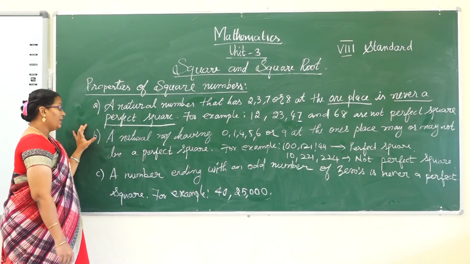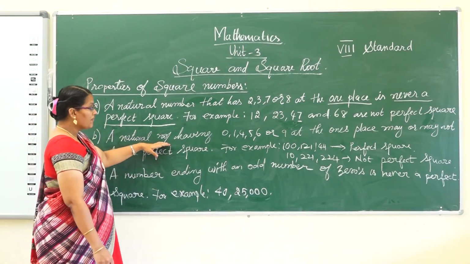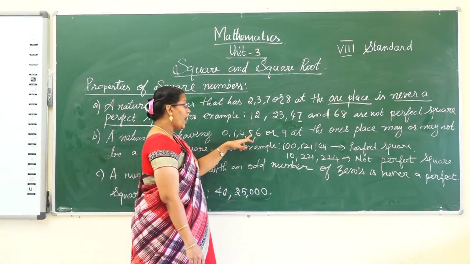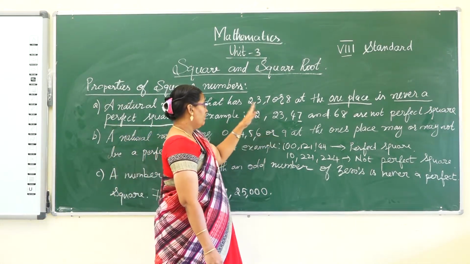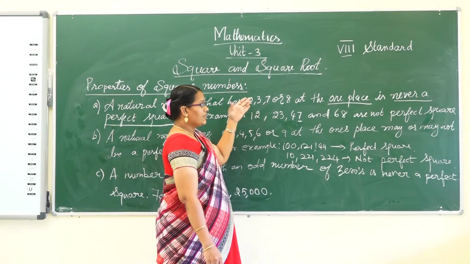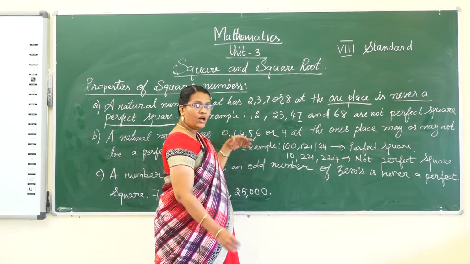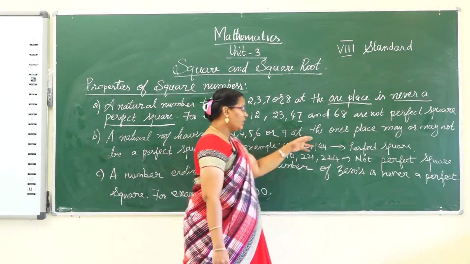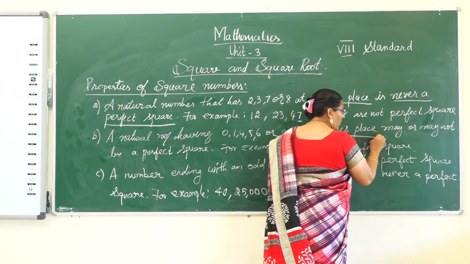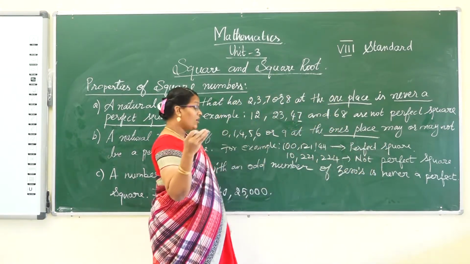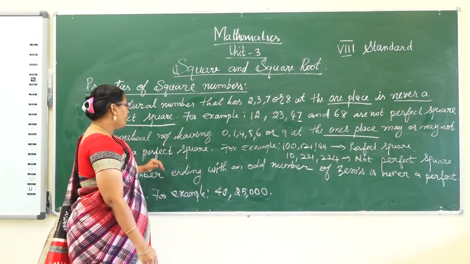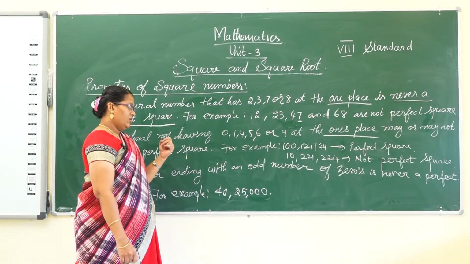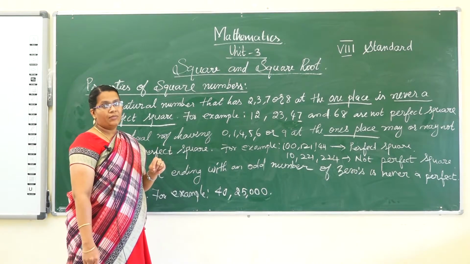Second property: a natural number having 0, 1, 4, 5, 6 or 9 at the ones place, the remaining numbers other than those which are not perfect, may or may not be a perfect square. What is the meaning of may or may not? Some will be, and some may not be.